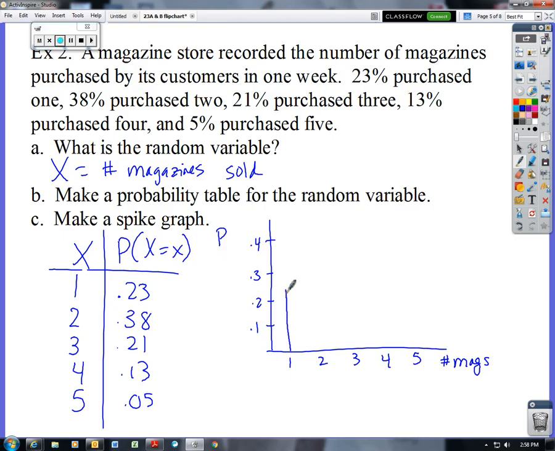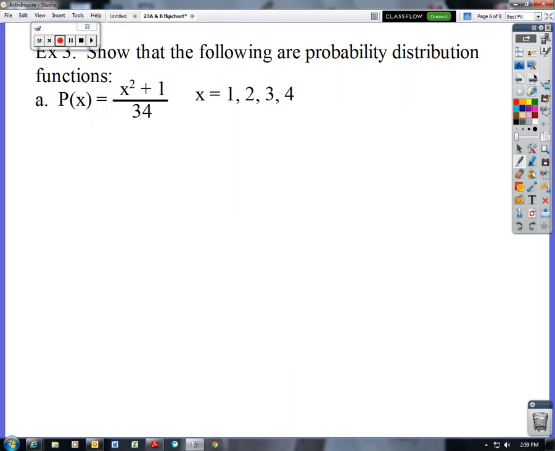So this is going to go up to 0.23, somewhere in there. 2 is almost up to 0.4. 3 is 0.21. 4 is 0.13. 5 is very small, well, half of 0.1, so right there. So there's your spike graph. It's not too bad. Kind of double checking, making sure it all looks good, and we'll move on to the next slide.